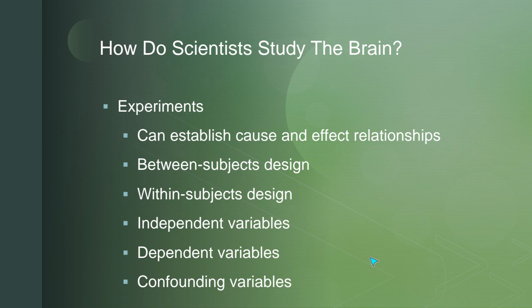But let's look first at experiments. Of course, experiments are the gold standard of research because experiments allow researchers to determine cause and effect relationships. We can have different types of experimental designs. So we can have something called a between subjects design. This is where you have two groups of subjects. They are tested under different treatment conditions.